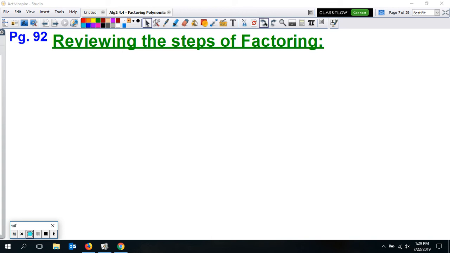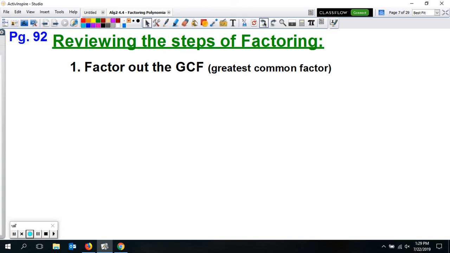So the first one that we're going to look at is always the first step in factoring, and that's just factor out the GCF, the greatest common factor. So you have to look at the terms and see, is there a greatest common factor, either with the numbers or with the variables that you have there, that you can factor out. So that's always the first thing to look for, and get that out first.